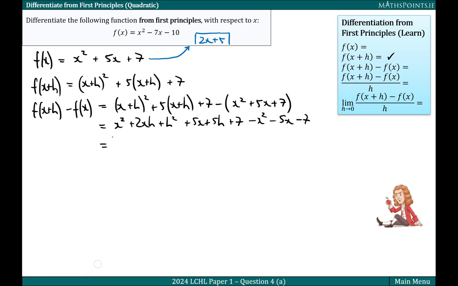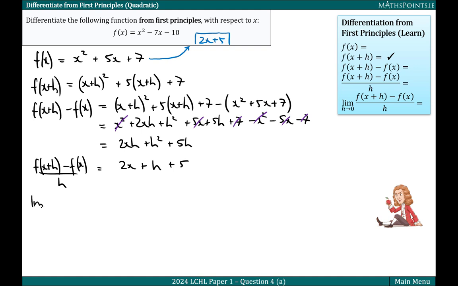There were 3 terms in the original function, so 3 terms will cancel: x squared and x squared, 5x and 5x, plus 7 minus 7. I'm going to write down what's left, which is 2xh plus h squared plus 5h. Now, we're going to divide every term by h, so anything that has an h in it, we're going to divide by. So 2xh divided by h is 2x, h squared divided by h is left with h, and then 5h divided by h is 5.